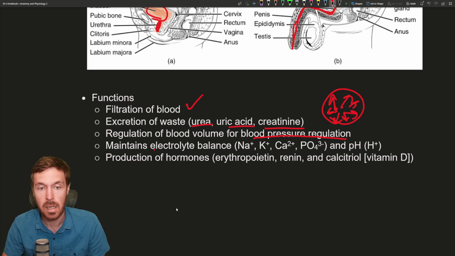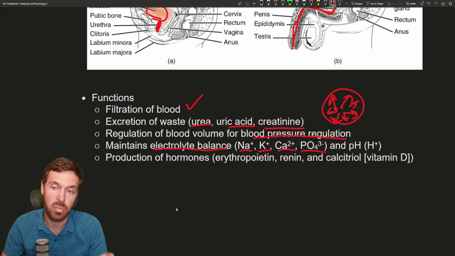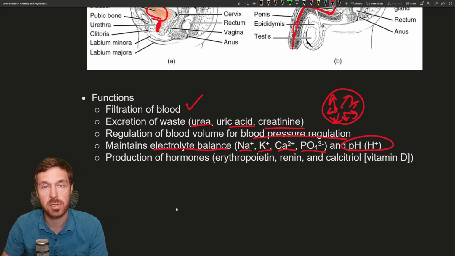Also, maintaining electrolyte balance. So this is another big one. So your electrolytes like sodium, potassium, calcium, or phosphate ions, all these are important electrolytes in your body, and they need to be in a very, very fine-tuned amount to keep things like your heartbeat, central nervous system, muscle contraction, all that working properly. You need to keep that well balanced. Also, pH. So kidneys regulate hydrogen ion concentrations in the blood as well, and they help keep your blood pH constant, even though there is that blood buffering system with bicarbonate ions and carbonic acid.